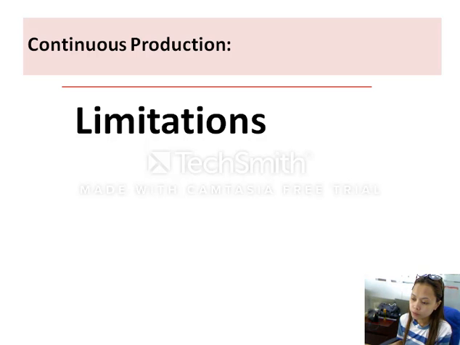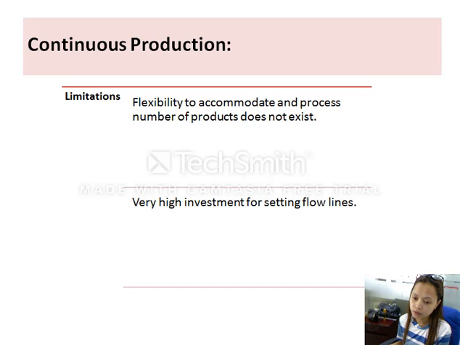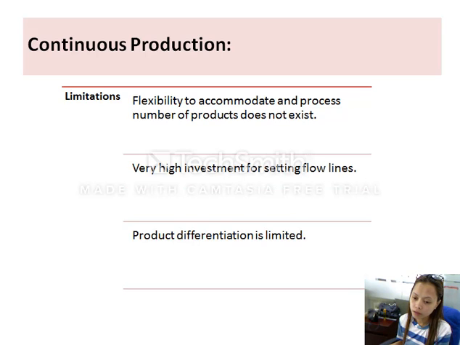Limitations of continuous production. The flexibility to accommodate and process a number of products does not exist. It has very high investment for setting up flow lines. The product differentiation is limited.